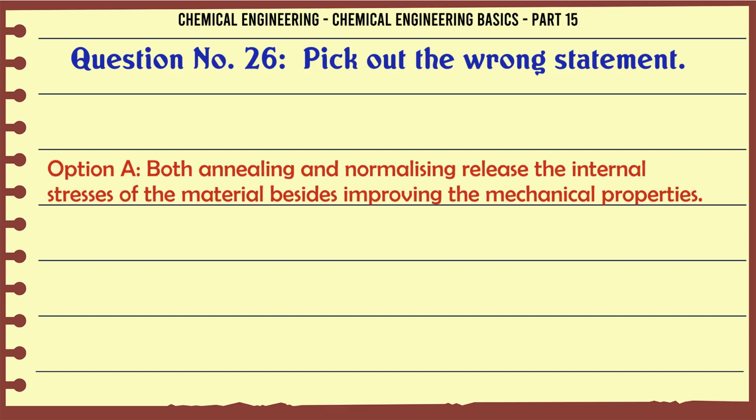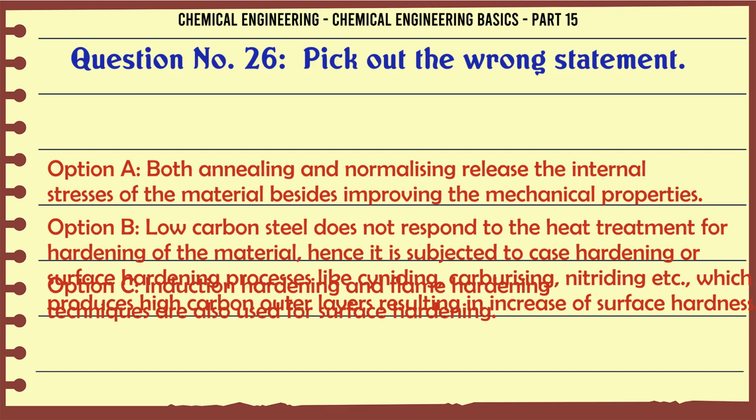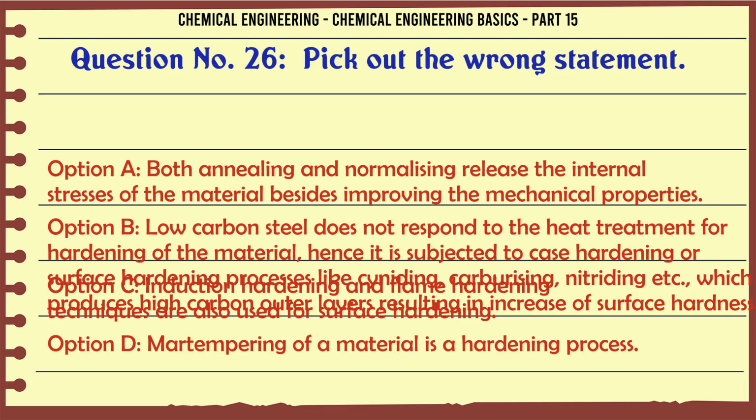A. Both annealing and normalizing release the internal stresses of the material besides improving the mechanical properties. B. Low-carbon steel does not respond to the heat treatment for hardening of the material, hence it is subjected to case hardening or surface hardening processes like cyaniding, carburizing, nitriding, etc., which produces high carbon outer layers resulting in increase of surface hardness. C. Induction hardening and flame hardening techniques are also used for surface hardening.